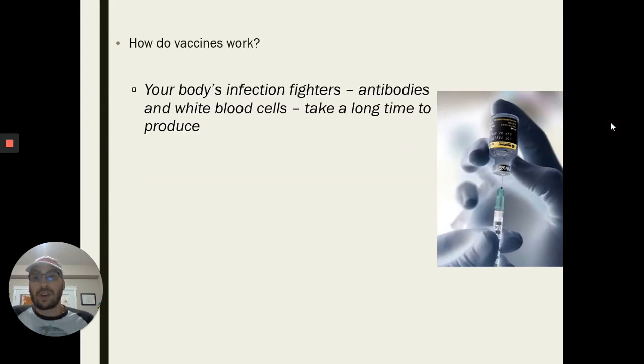Here we go. We'll go over it very fast. Our body's natural infection fighters, antibodies and white blood cells, take a long time to produce.